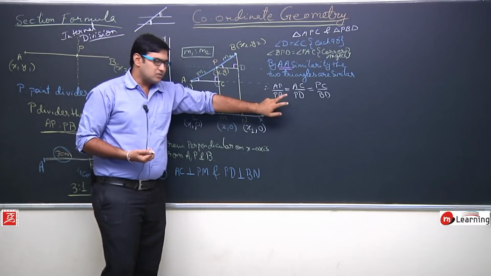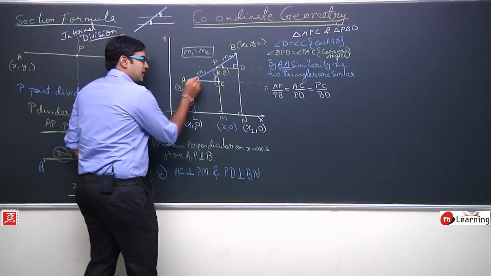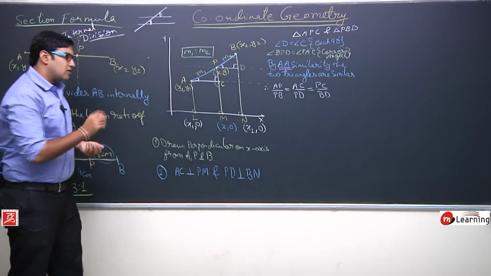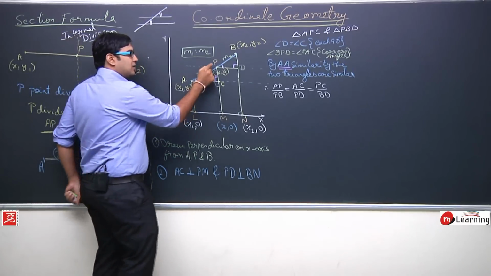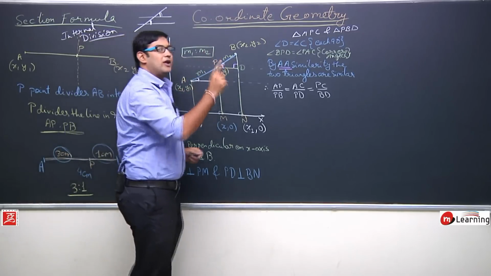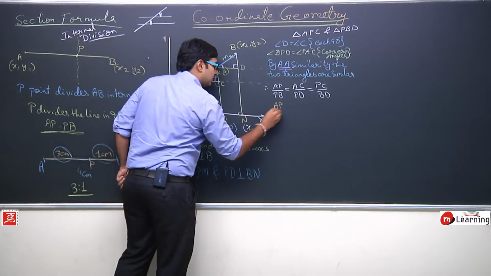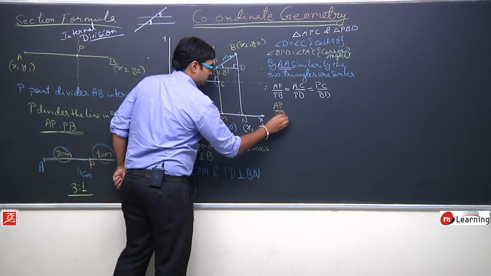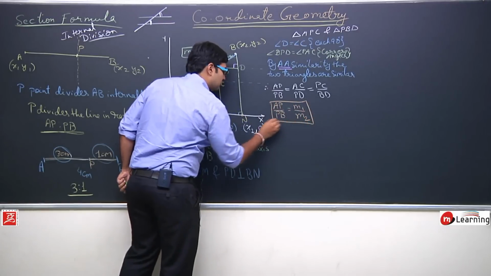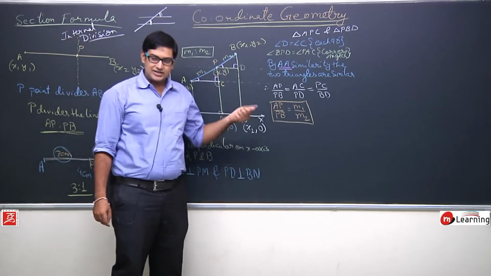Now in this ratio, the most important thing is the ratio of AP to PB. Just observe the ratio of AP to PB. What have we assumed? We have assumed that this point P is dividing this line segment in the ratio of m1 to m2. So definitely the ratio of AP to PB is equal to m1 upon m2. This is what is given in this diagram.